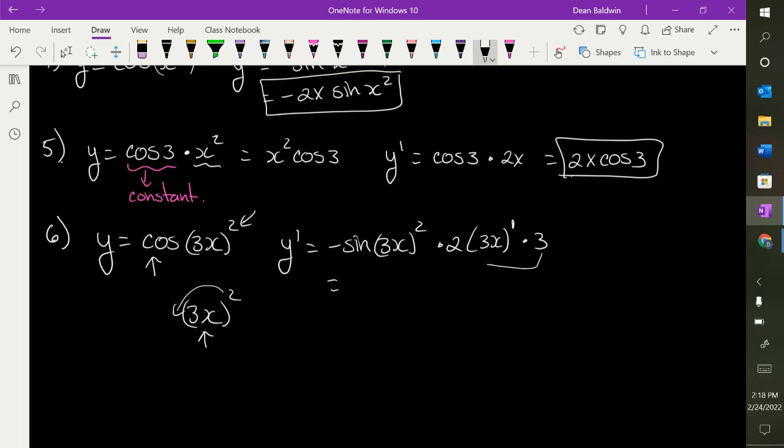So I can multiply this 3 and this 2. It gives me 18 times the negative on the outside. So I get negative 18x sine 3x all squared.